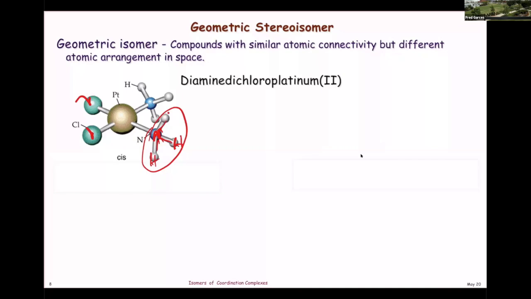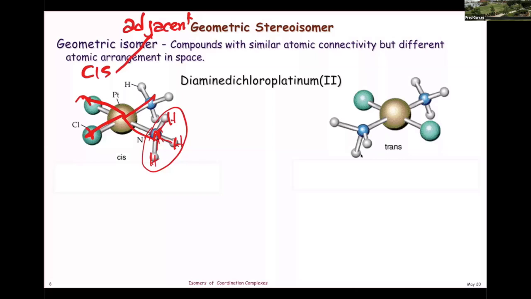Okay, so this right here is called the cis isomer. And the reason why it's called cis is because cis means adjacent. So the chlorines are adjacent to each other. The ammonias are adjacent to each other. That's why it's called a cis. This is an isomer of the cis. You notice it's got two chlorines attached to the cobalt and two ammonias attached to the cobalt.